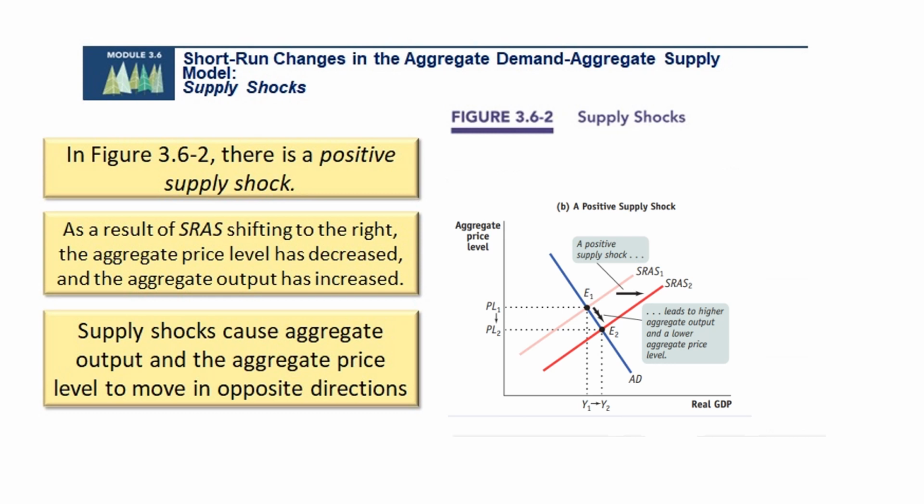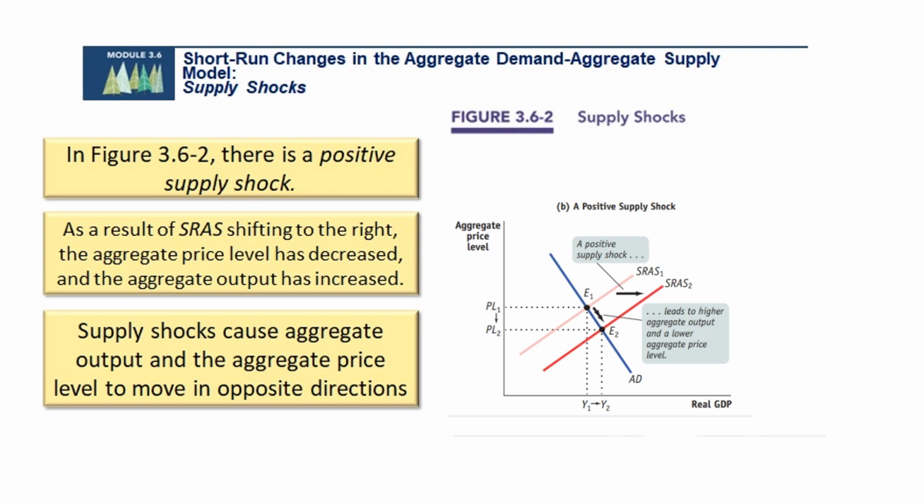Well, look, from E1 to E2, aggregate output Y1 to Y2 increases, so we have economic growth, more production, and the price level comes down from P1 to P2. We call this non-inflationary economic growth. Now, final idea: as opposed to shifts in aggregate demand, aka shocks in aggregate demand, when the short run aggregate supply curve shifts, aggregate output and the price level move in opposite directions. Right. Now you can memorize that, or you can just graph it and understand it.